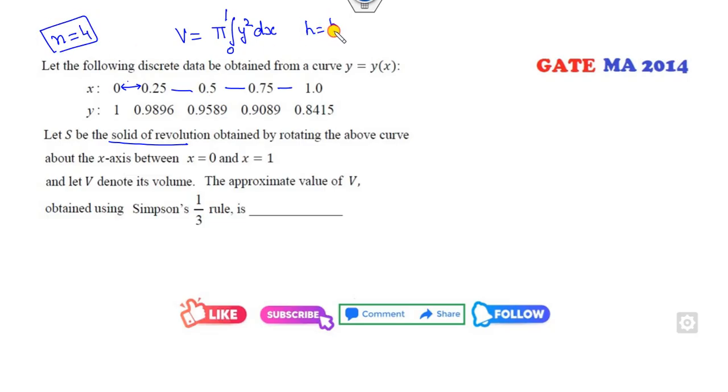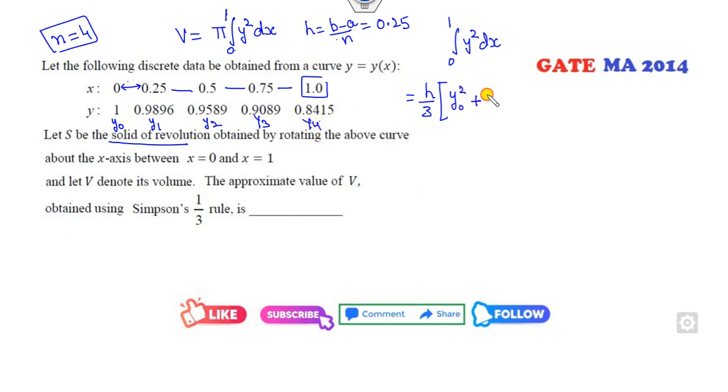What is h? b minus a over n. So this is my upper limit: 1 minus 0 over 4, which is 0.25. So I can integrate y squared dx using the Simpson 1/3 rule. That means h over 3 times y naught squared plus the last value, plus 2 times the even terms, that is only y2, plus 4 times the odd terms, y1 squared and y3 squared. Here y naught, y1, y2, y3, y4 are the values.